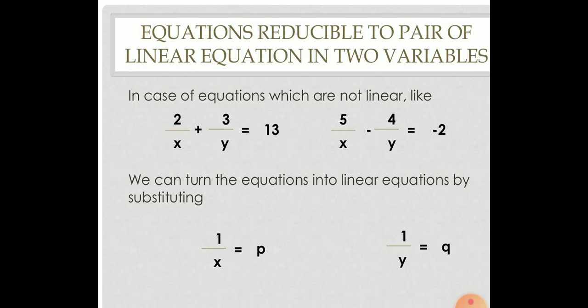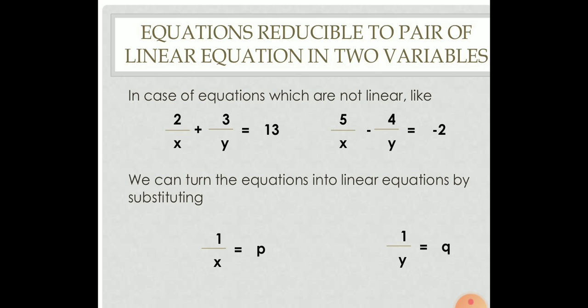Another topic is equations reducible to a pair of linear equations in two variables. Sometimes a linear equation is given like 2 upon x plus 3 upon y equal to 13 and 5 upon x minus 4 upon y equal to minus 2. In these conditions, to find the values of x and y, you can take 1 upon x equal to p and 1 upon y equal to q. Then your new equations will be 2p plus 3q equal to 13 and 5p minus 4q equal to minus 2. Now you can follow the same process.